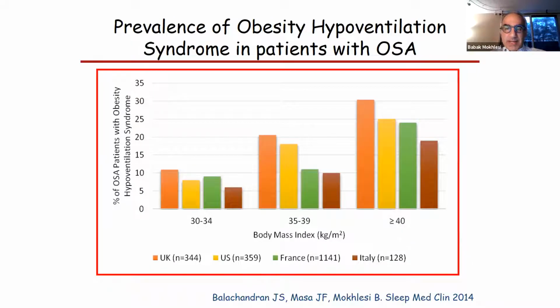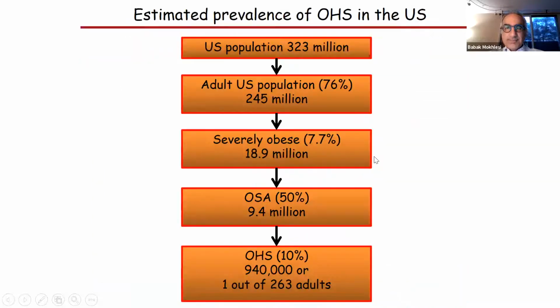Now, there's nothing unique about the United States having a higher prevalence, as I try to illustrate in this slide, whether you're in the UK or France or Italy. As the BMI goes up, the prevalence of OHS goes up. The problem is that we in the United States have higher levels of obesity than other countries.